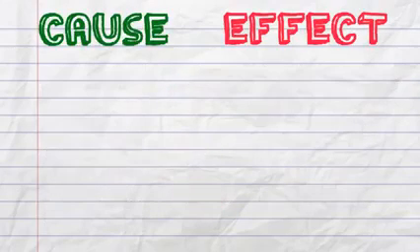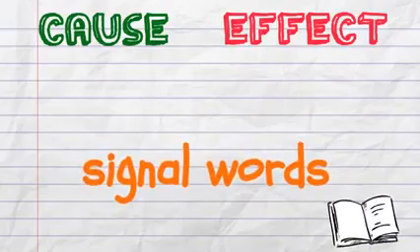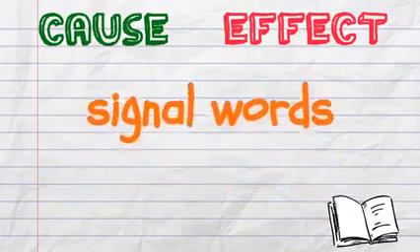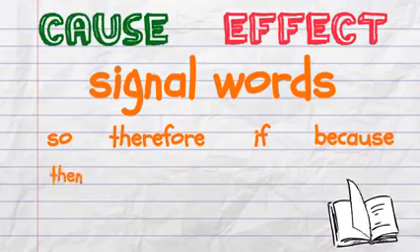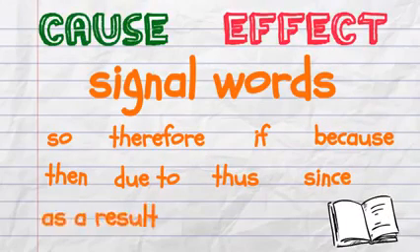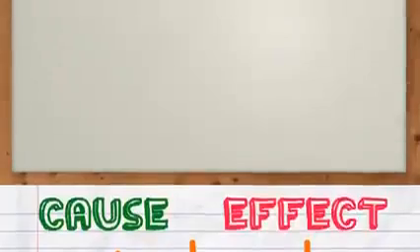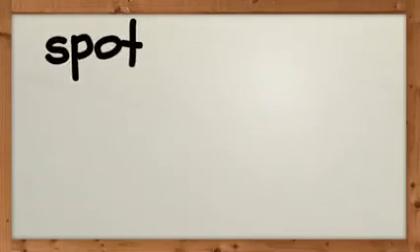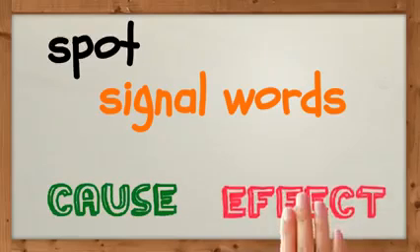An easy way to spot cause and effect relationships in books is to look out for signal words. Cause and effect signal words tell the reader that there might be cause and effect occurring. Here are some cause and effect signal words and phrases you might come across. Now, see if you can spot signal words in a text, and then work out which is the cause and which is the effect.